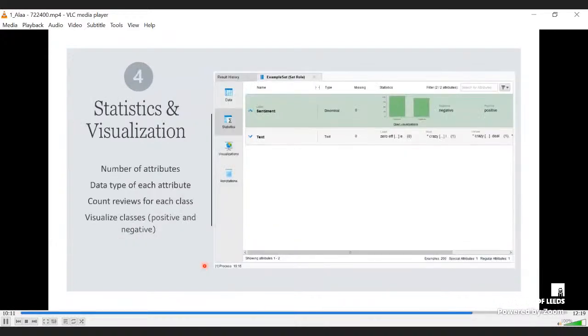Some statistical information and visualization charts can be seen from the result tab. Here we can see how many negative and positive classes there are, and we can see the data type and whether we have any missing values or not.